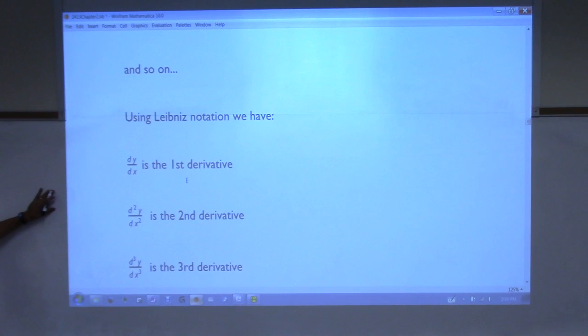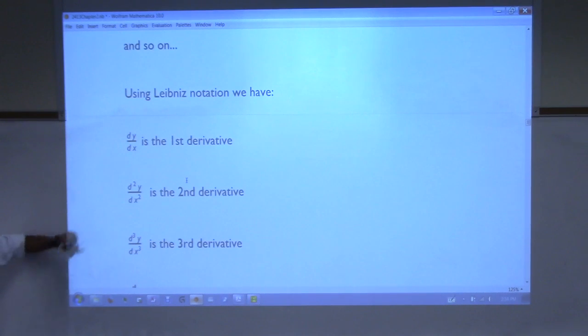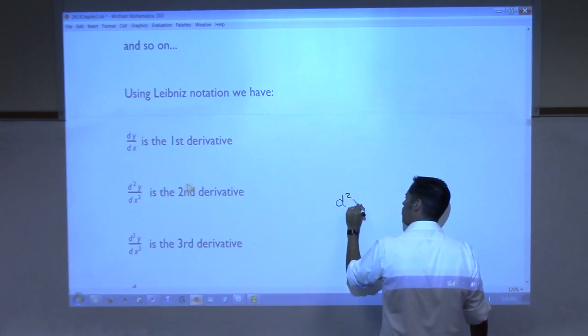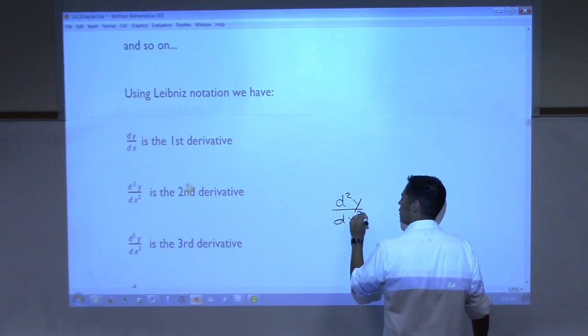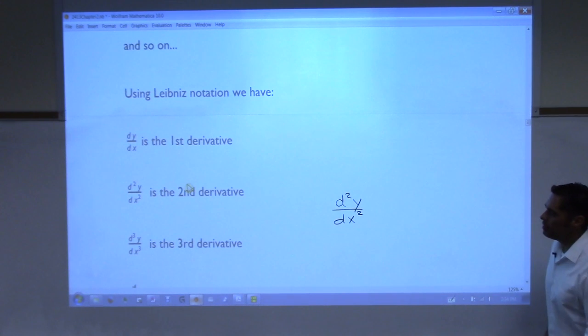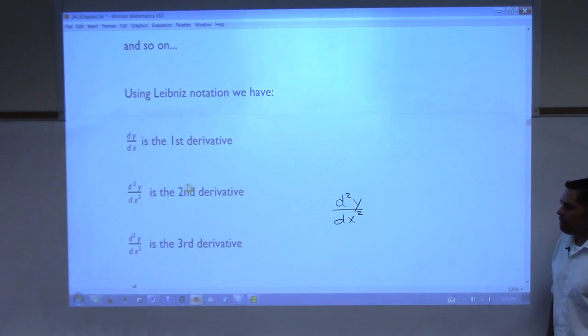All right, Leibniz notation's a little different. How am I doing here? Got a couple minutes. Leibniz notation's a little different when you go to the higher order derivatives. He writes d squared y over dx squared, like that. This is the way Leibniz writes it for the second derivative. Kind of makes sense. Does it?